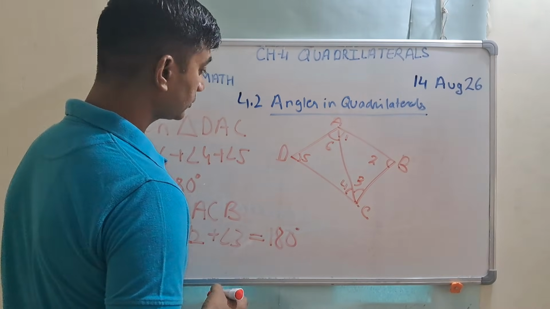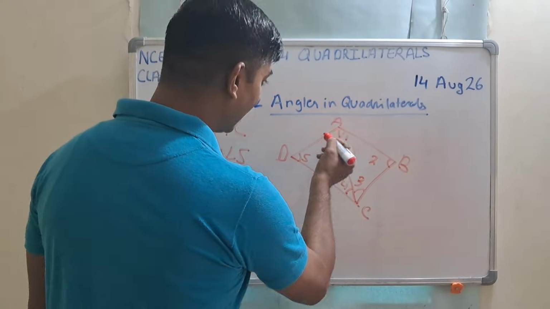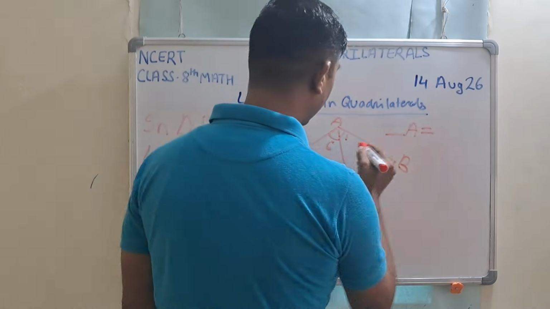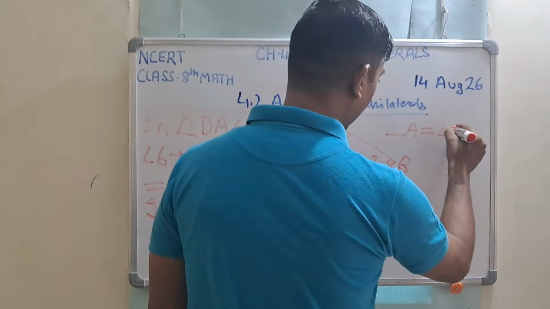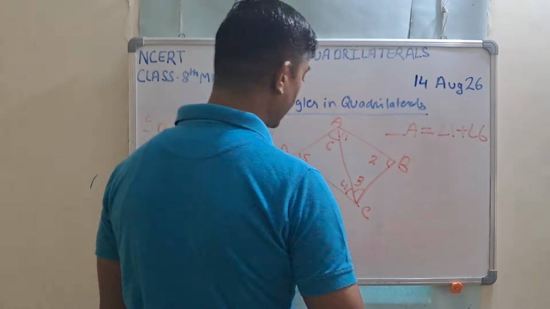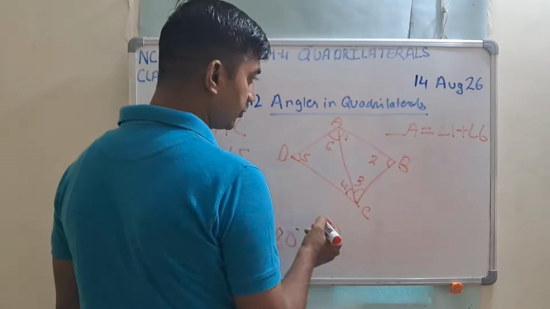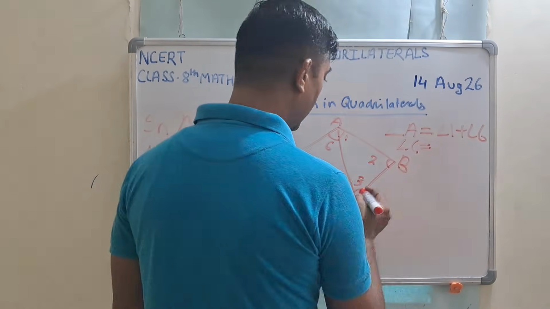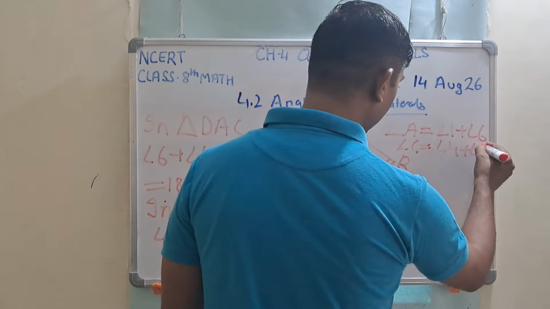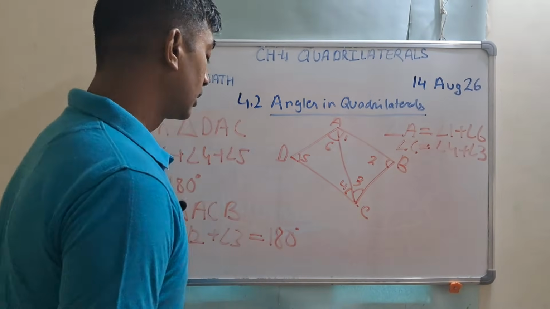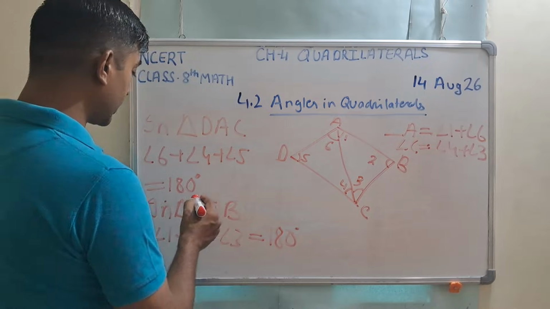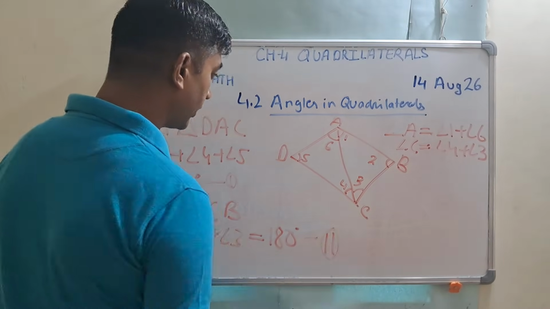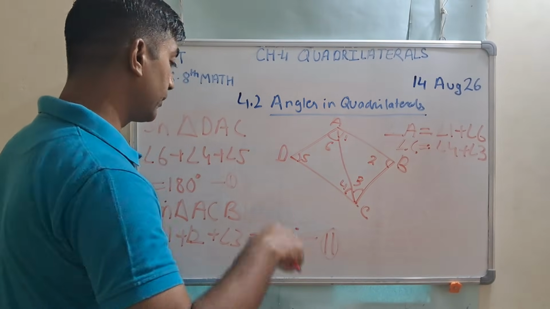Now see, this angle A is actually angle 1 plus angle 6, right? And angle C is actually angle 4 plus angle 3, right? Now if we add these two equations, this is our first equation and this is our second equation, if we add these two equations, what result do we get?